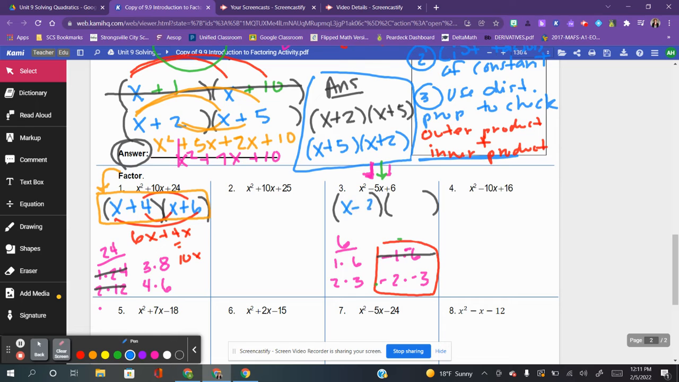I've got x minus 2 and x minus 3. All right, so again, I'm going to check the outside product, which is -3x, and my inside product, which is -2x. When I add those together, I get -5x. Yay! All right, what that means is that my final factors are x minus 2 and x minus 3. By the way, it could be written as x minus 3 and x minus 2. It does not matter which order we write these factors in. You can multiply in any order.